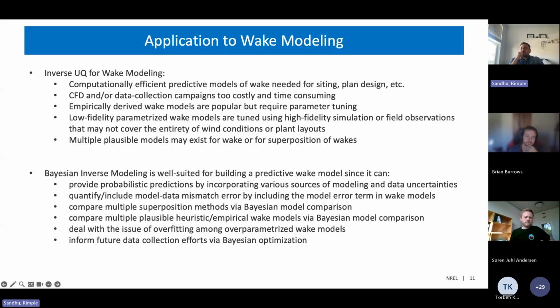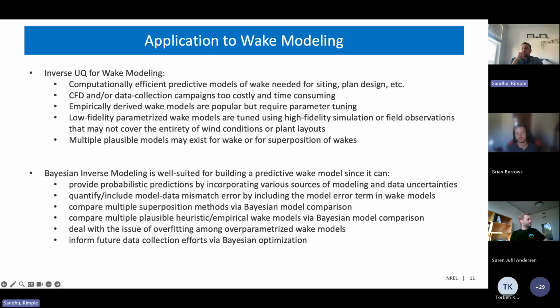In wake modeling, we're now trying to have computationally efficient predictive models of wake. So in that respect, it shares some of the motivation with the work that I did. Similarly, you can run CFD, but it's very expensive and time consuming. So empirically driven models are popular because you can run them quickly and they capture the underlying physics in a reasonable way. They're usually trained using high fidelity simulations or field observations.